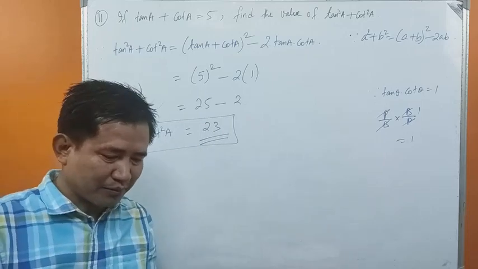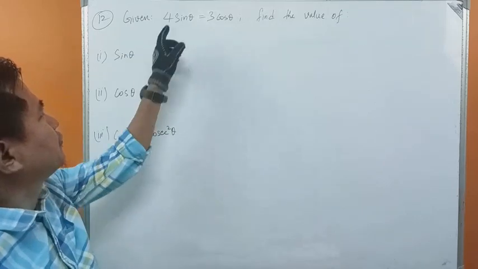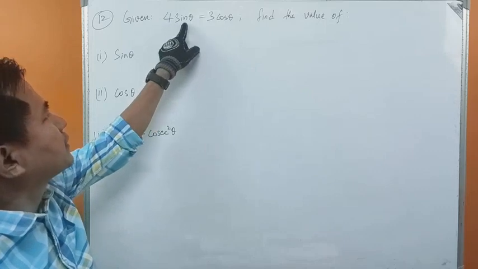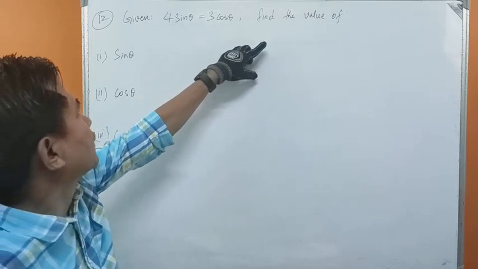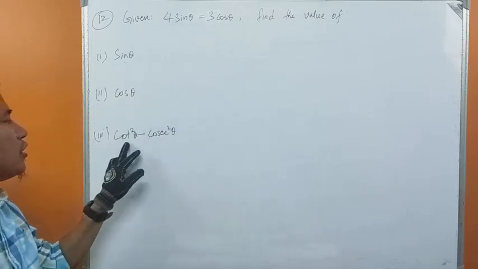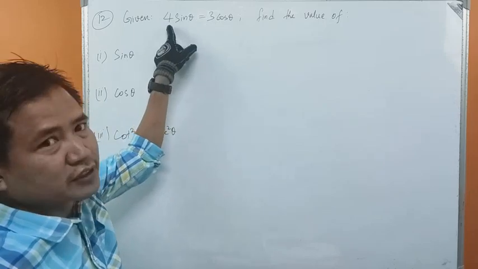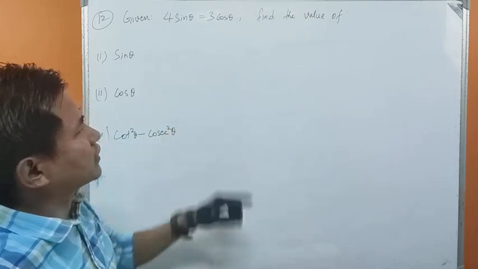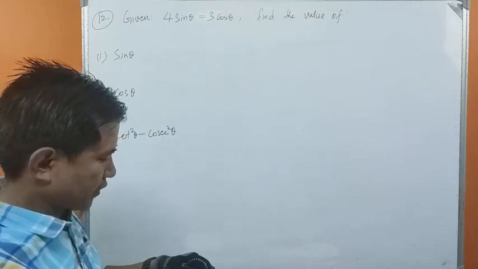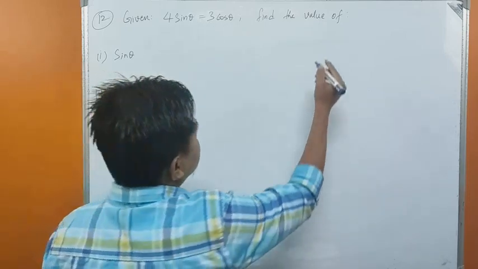Let us do question number 12. Given 4 sin theta equals 3 cos theta, find the value of sin theta, cos theta, cot square theta minus cosec square theta, and so on. Okay, so the given condition is 4 sin theta equals 3 cos theta, isn't it? So let us write the given condition first.